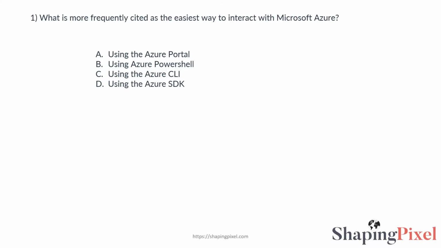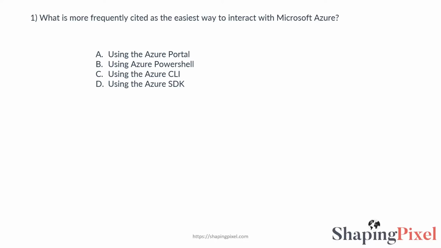Question number one. What is more frequently cited as the easiest way to interact with Microsoft Azure? And we have the following four options. Option A, using the Azure portal. Option B, using Azure PowerShell. Option C, using the Azure CLI. Option D, using the Azure SDK.